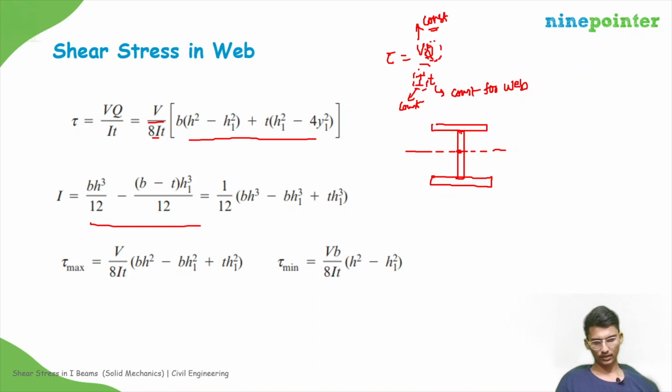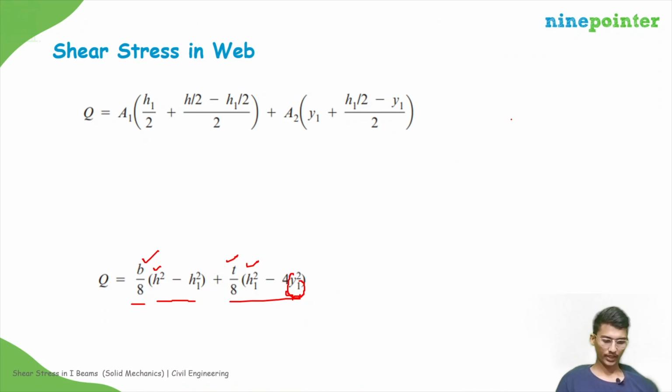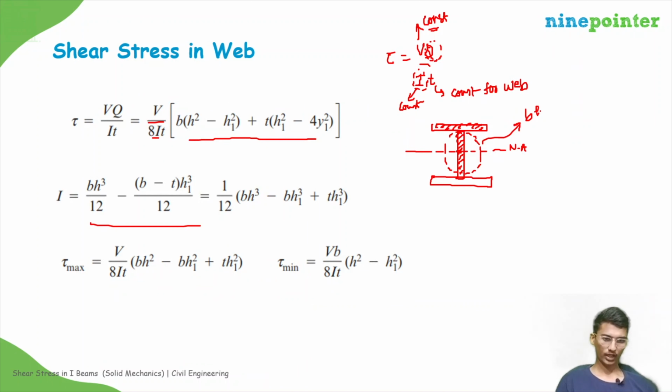So we can say I of the flange plus 2 into I of the flange about the neutral axis. So the I of the web we can write as, the distance that one will be h1, right? So we can write it as b h1 cube divided by 12, plus 2 into I of the flange.